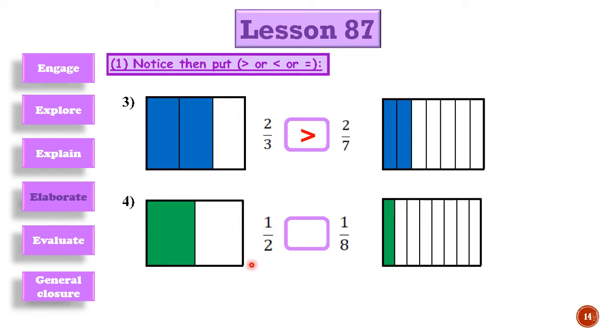Here we have half. Here we have 1/8. Look at the denominator. Here we have 2 and here we have 8. We learned before that when the denominator gets smaller, the value of this fraction gets bigger. Then half is more than or less than 1/8? Yes, more than 1/8. Good job.